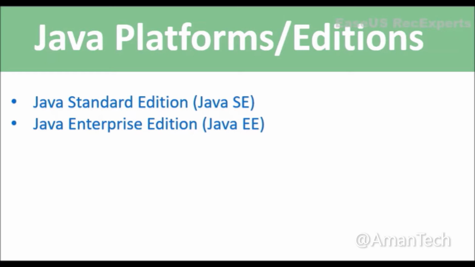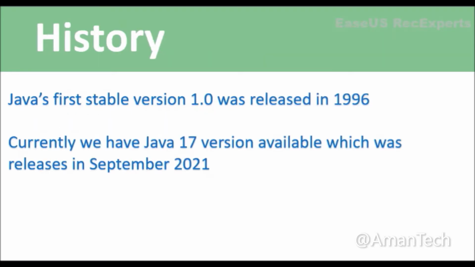web application development. So if we talk about when the first stable Java version was released, it was the year 1996. So it's been more than 25 years now. And if you see currently, as of September 2021, we have the Java 17 version available on the Oracle official website.